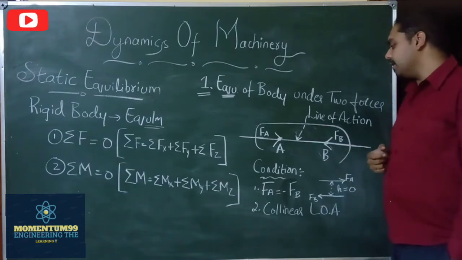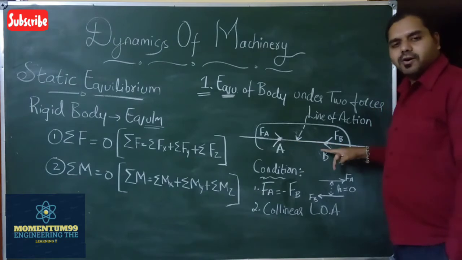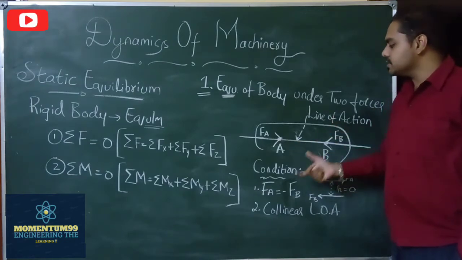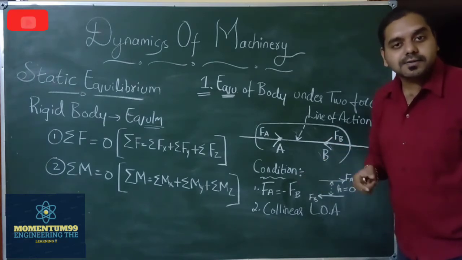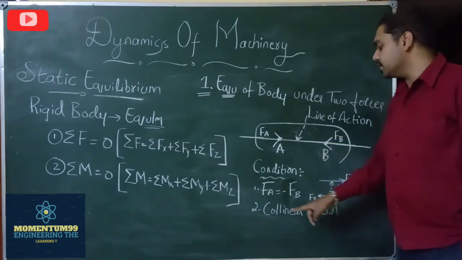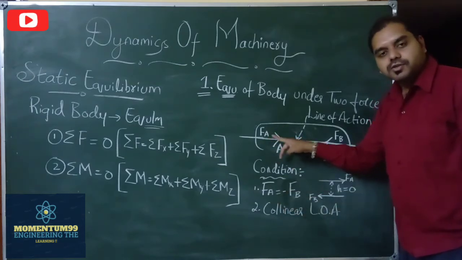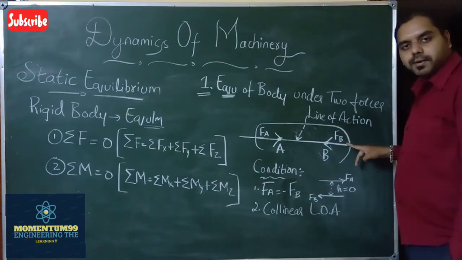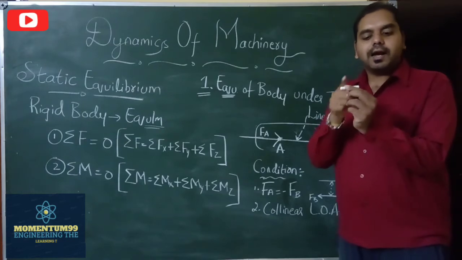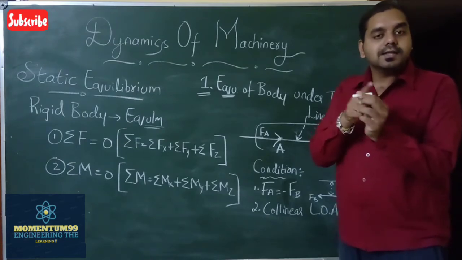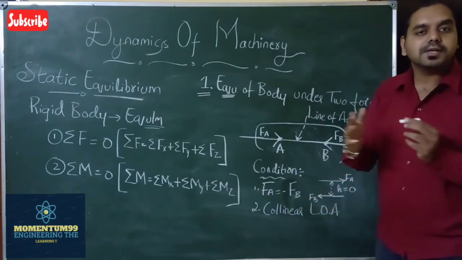Now looking at this diagram, whenever a body is acted upon by two forces, that is Fa and Fb, what are the conditions of static equilibrium? There are two conditions to be satisfied. One is that the magnitude of Fa should be equal to the magnitude of Fb. So if I apply 5 newtons on the left side of a body and 5 newtons on the other side, since the magnitudes are the same, that satisfies the first condition. So there will be no resultant motion.